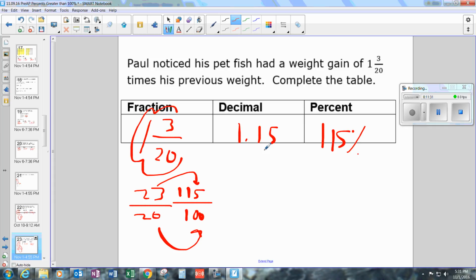So from what you learn in this one, if it's more than 100%, it's always going to be a whole number and a decimal. Like 200% would be 2 whole. 300% would be 3 whole. So if it's like 275%, it'd be between 2 and 3, or 2 and 75 hundredths. So this is the lesson over percents greater than 100%.